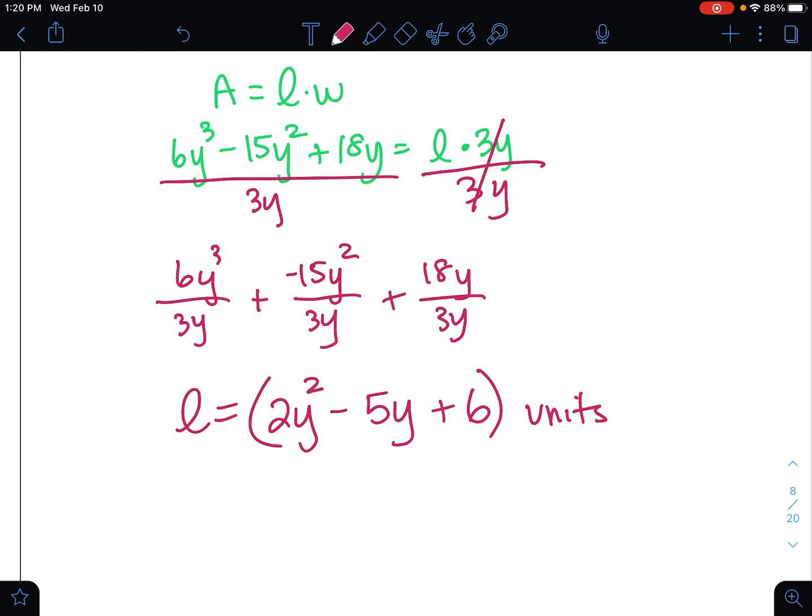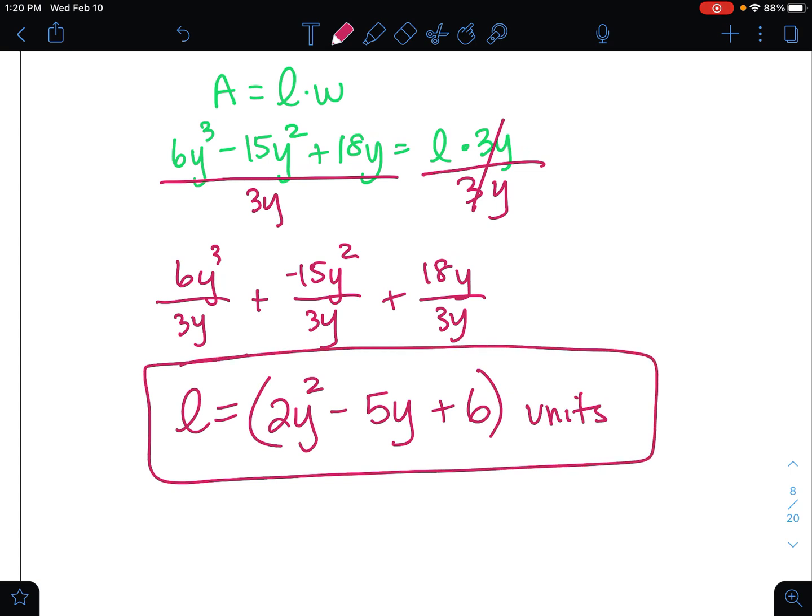So in a way, I've just divided out the greatest common factor. You could look at it that way. Divide everything by 3y. Okay, so that is our length of our rectangle. Okay, that wraps up day 3, factoring with our GCF.